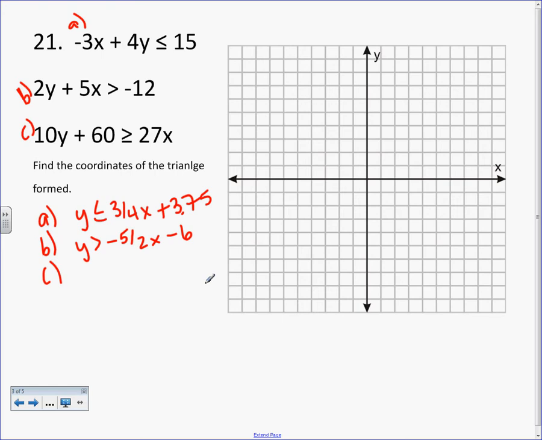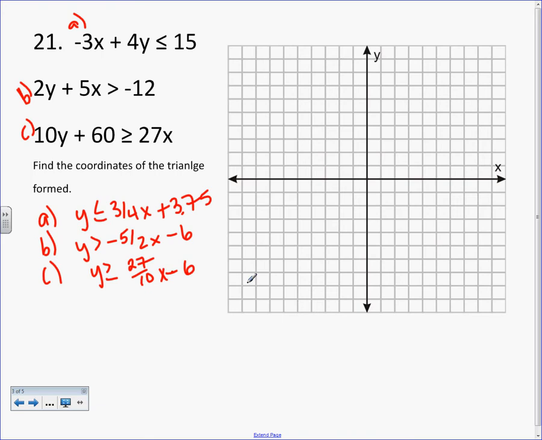C group, we've got y is greater than or equal to 27 over 10x minus 6. Is that okay, you guys? Great. So whatever group you weren't in, you still need to write these down, right? I'm just not going to make you all do the same math for the sake of time.